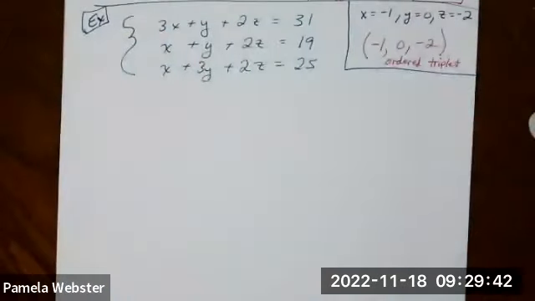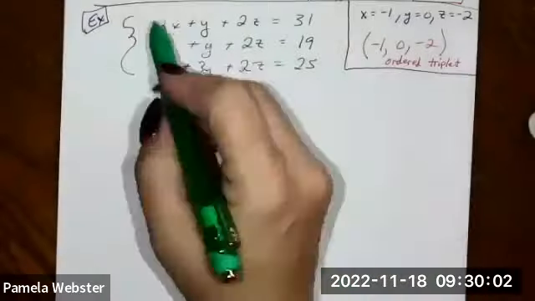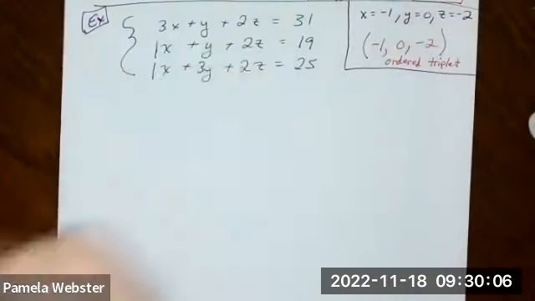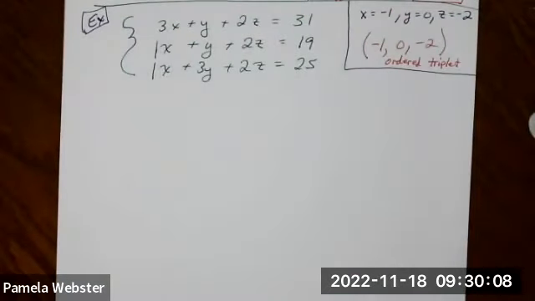Okay, 3x plus y plus 2z equals 31. x plus y plus 2z equals 19, x plus 3y plus 2z equals 25. So they're kind of big numbers, but hopefully they work out okay. I see going right into it that this first equation has a 3 at the beginning, but these other two have 1s on them. So I know that I'm not going to want that 3x guy on the top. I'm going to go ahead and write the matrix so that he is on the top.